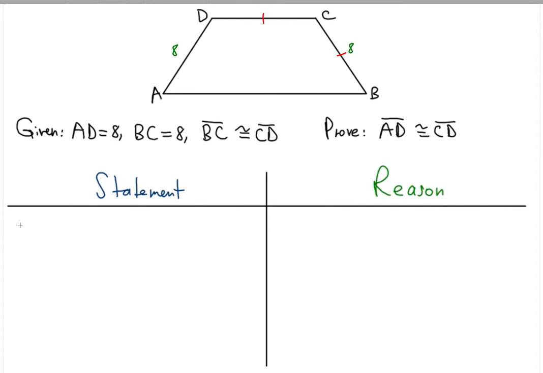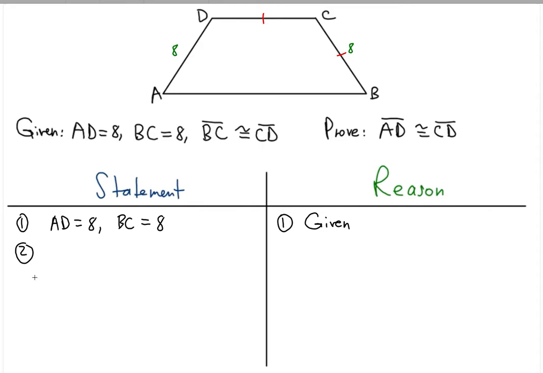Okay, so the first thing that you should write is the given information. AD is equal to 8, BC is equal to 8. And the reason for this, of course, is given.